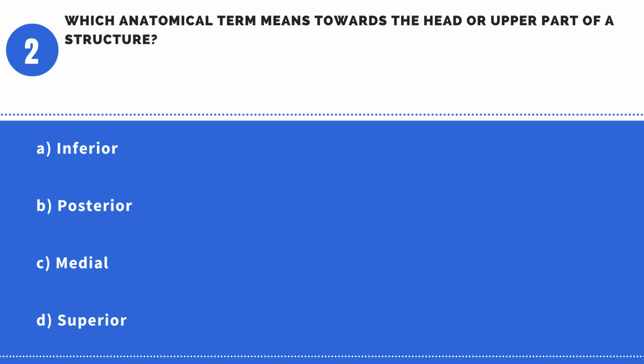Question 2. Which anatomical term means towards the head or upper part of a structure? A. Inferior. B. Posterior. C. Medial. D. Superior.